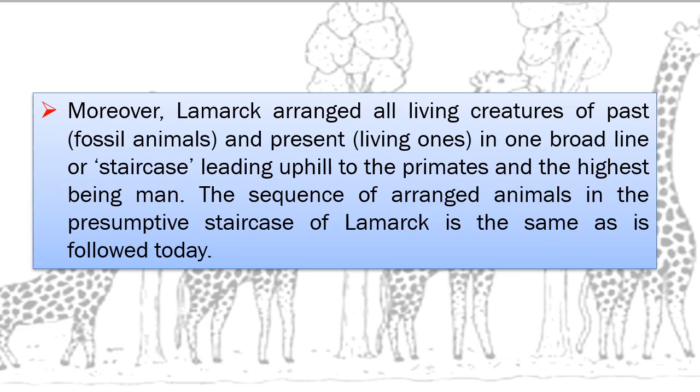Moreover, Lamarck arranged all living creatures of past and present in one broad line or staircase, leading uphill to the primates and the highest being man. The sequence of arranged animals in the presumptive staircase of Lamarck is the same as is followed today.